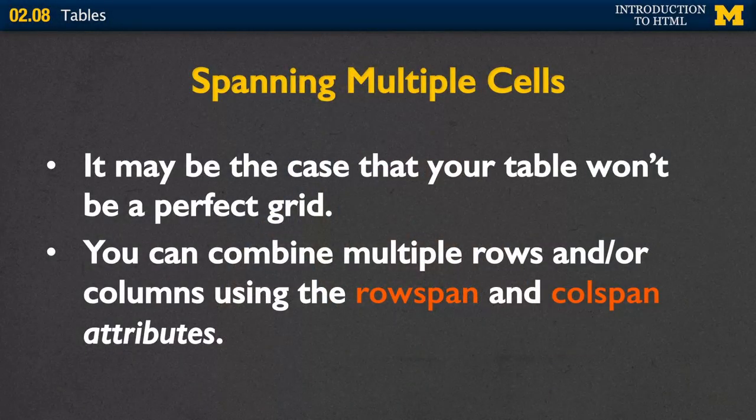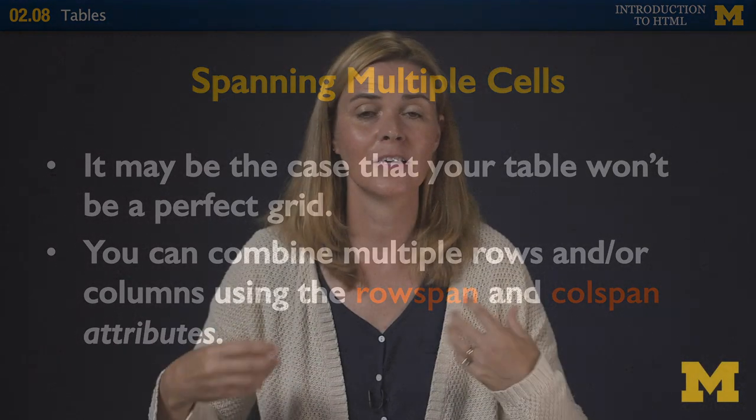One of the things I mentioned earlier when you're designing your table is you want to decide if you're going to be spanning multiple cells. It might be the case that the table you want to make isn't some sort of perfect tic-tac-toe grid or perfect 9 by 9. So you can combine multiple rows and/or multiple columns using the rowspan and colspan attributes. Inside your element, you would include rowspan equals 2 if you wanted to span 2 rows, or colspan equals 5 if you wanted to have it span 5 columns.